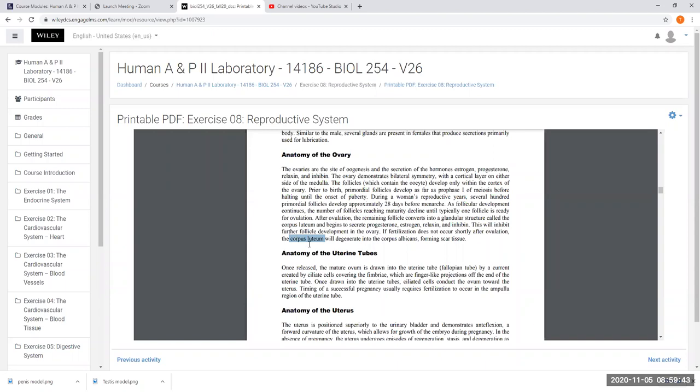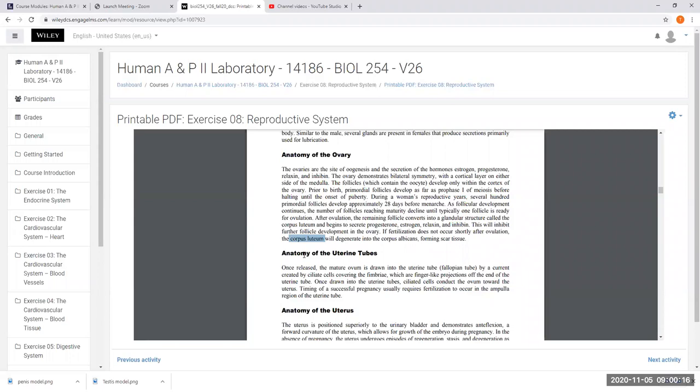Now, the corpus luteum in a non-pregnant female is going to die in about 2 weeks. It's only viable for 2 weeks. In a pregnant female, it's viable for about another week or so because of the hormone that's tested on the home pregnancy test, which is called human chorionic gonadotropic hormone. That hormone maintains the viability of the corpus luteum for about another week until the fertilized egg can implant on the inside of the uterus.